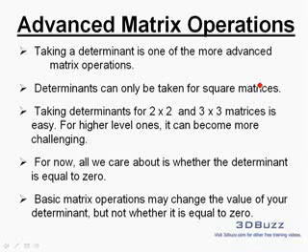Basic matrix operations may change the value of your determinant, but not whether it is equal to 0. Your determinant is going to be a number, let's say 18. By doing the 3 operations we just talked about, adding 2 rows, multiplying a row by a constant, or swapping 2 rows, you'll change the value of the determinant. So if it was 18, it might become 16. But it won't become 0. It's either going to be 0 or it's not, no matter what you do.